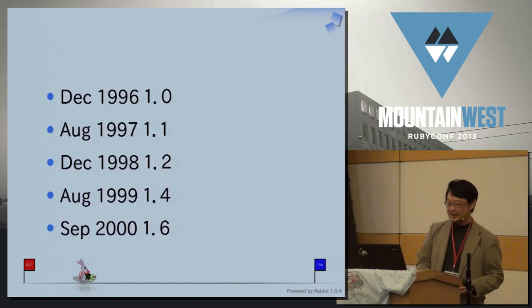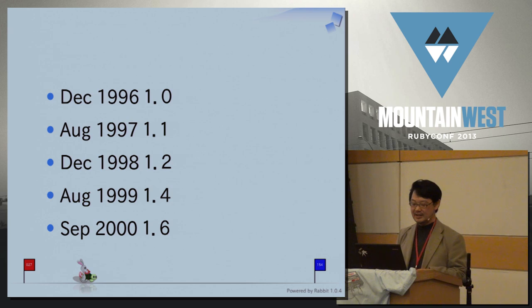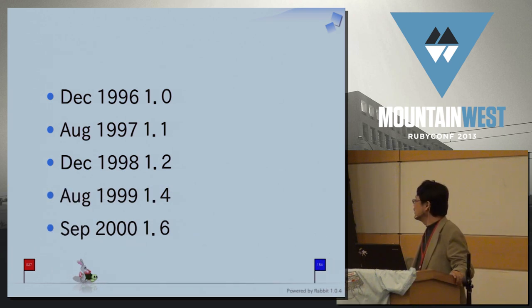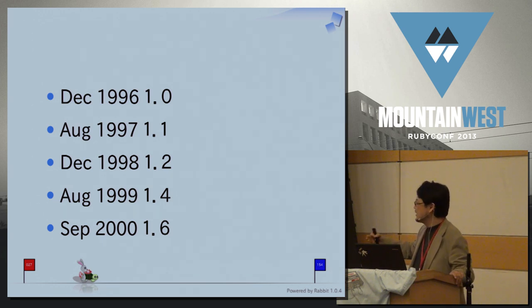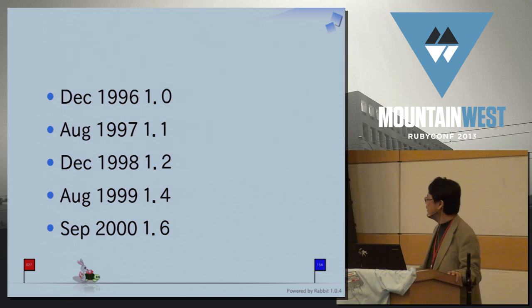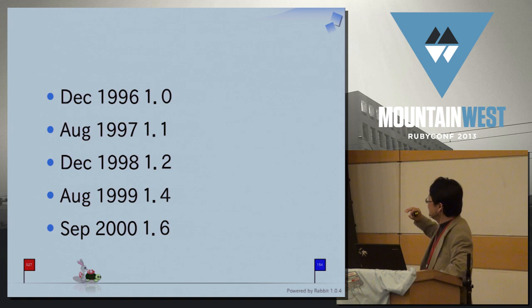Then in December 1996, we released version 1.0. August 1997, 1.1. December 1998, 1.2. Then we introduced a new rule: the odd number version is the development version, and the even number is a stable version. So in August 1999, we introduced 1.4. September 2000, we introduced 1.6. So virtually, we introduced versions during the Christmas vacation or summer vacation.